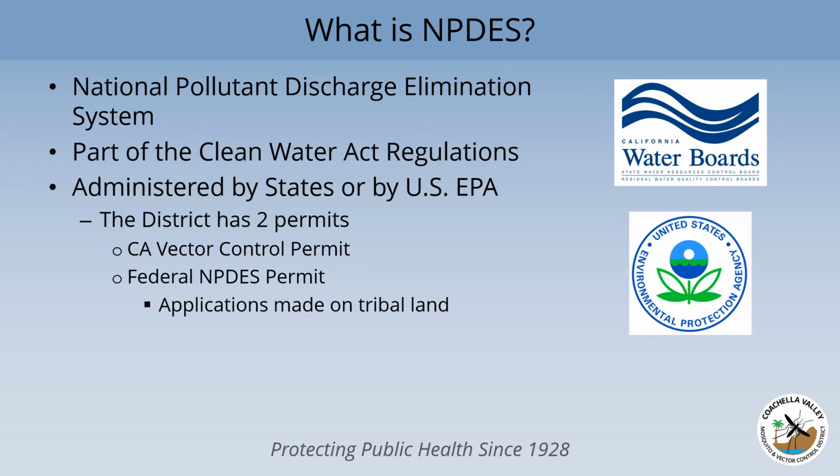And so everything that we do on California land that goes into a water of the US is governed by that California permit. We also have several tribes that are here, and tribal land is not California land. It's not federal land, it is tribal land, and it belongs to the tribe. But it is covered under sovereign nation negotiations between the US federal government and that tribe. And so in order to continue our work on those properties and to make sure that we're not causing any harm to the water of those properties, we also have a federal NPDES permit.